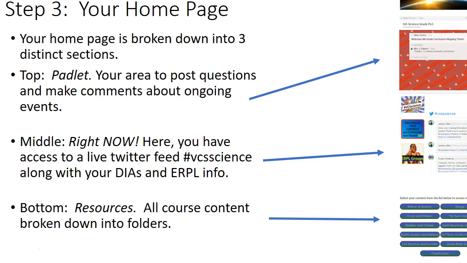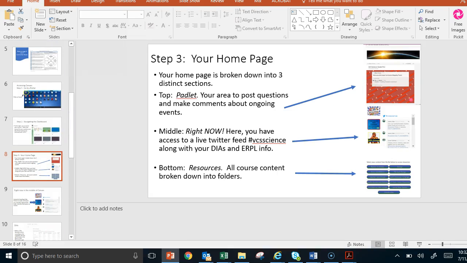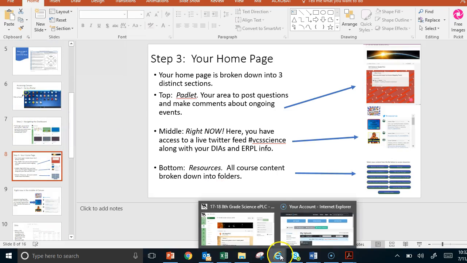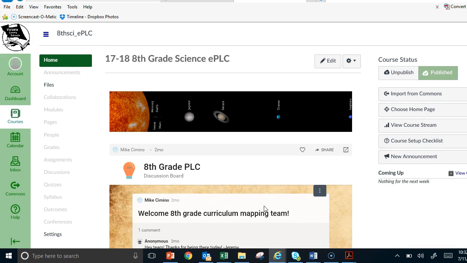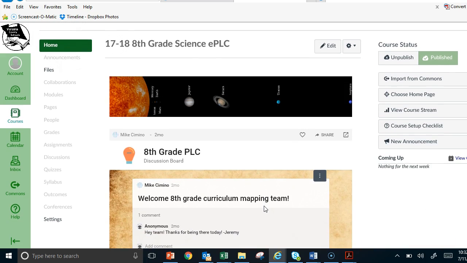A screenshot of the whole Canvas homepage from top to bottom is here, but I'm going to actually go live to Canvas. It's just a little bit easier to explain it. You might consider doing the same if you still have access to the course we gave you during curriculum mapping. But from top to bottom, I just pulled up the 8th grade one, for example.